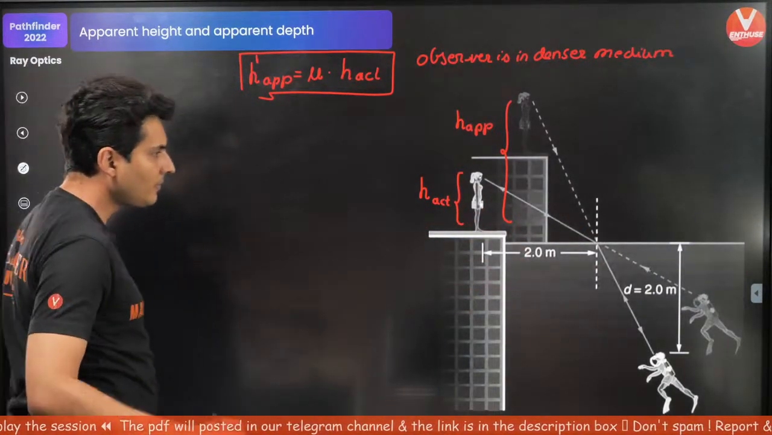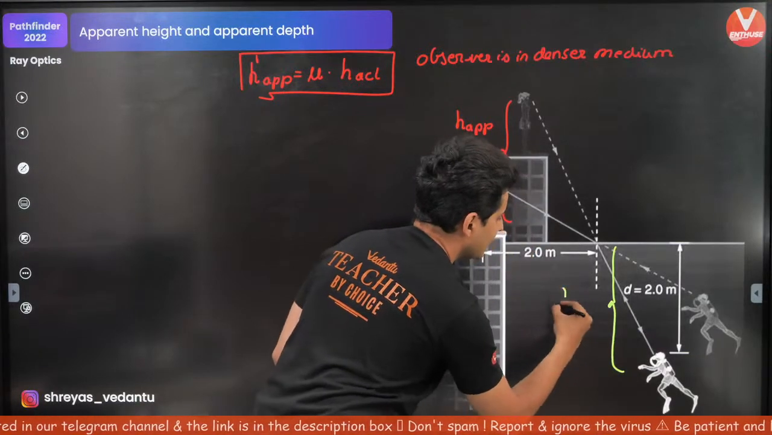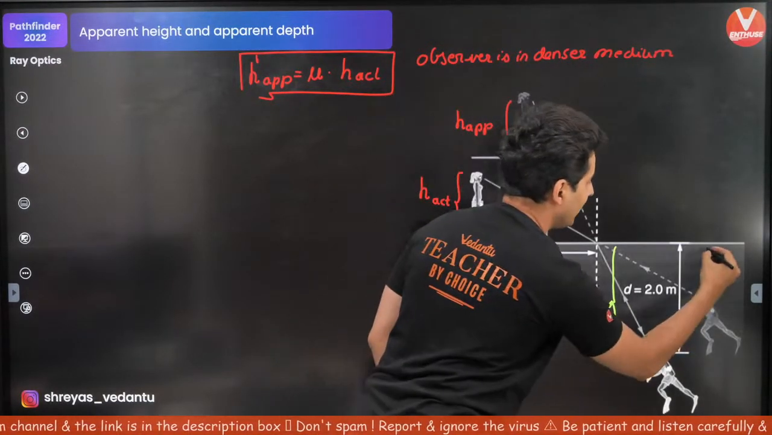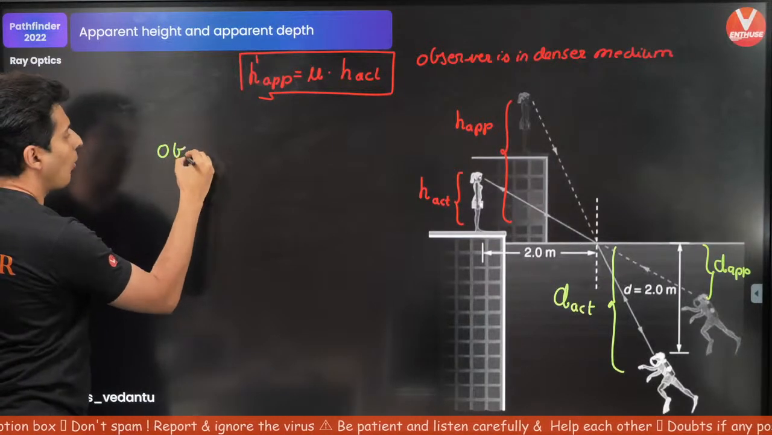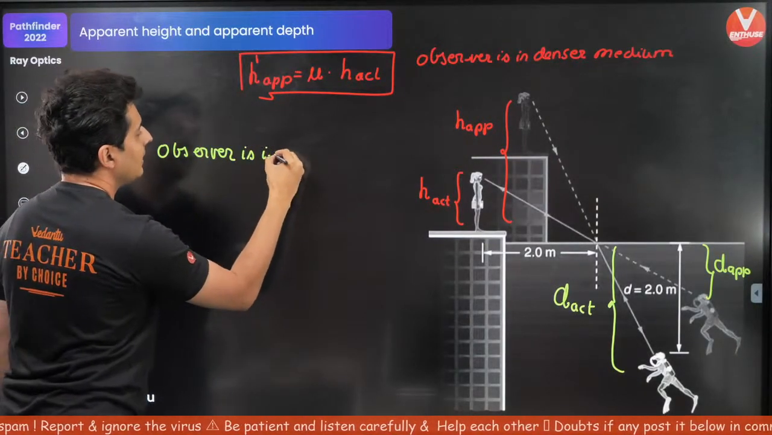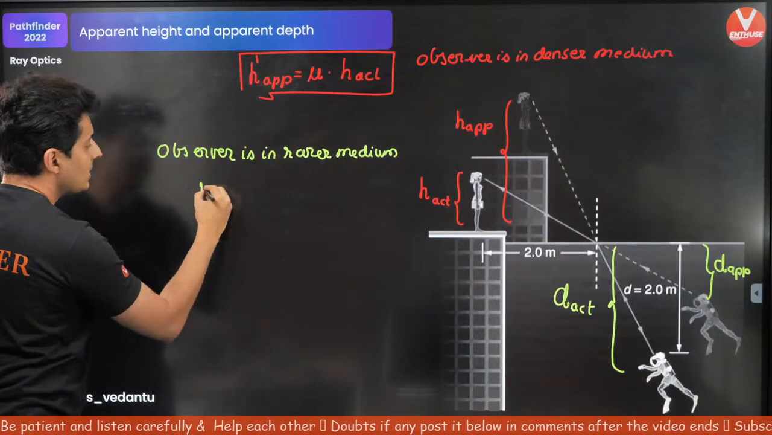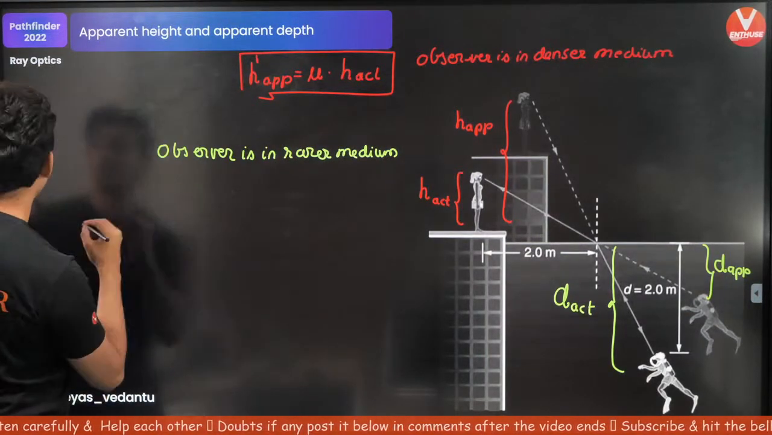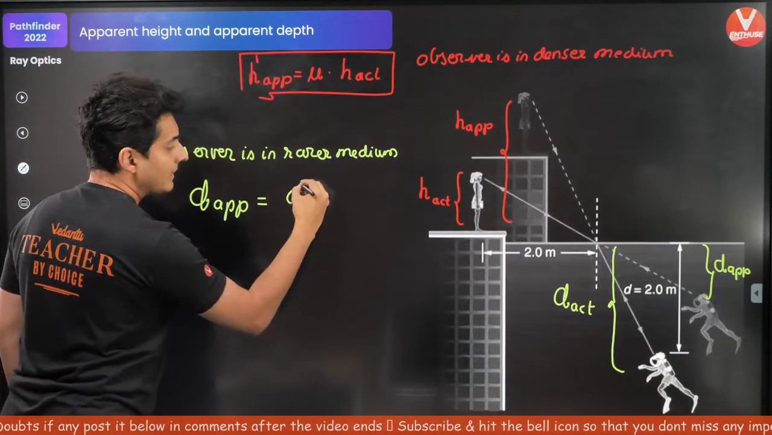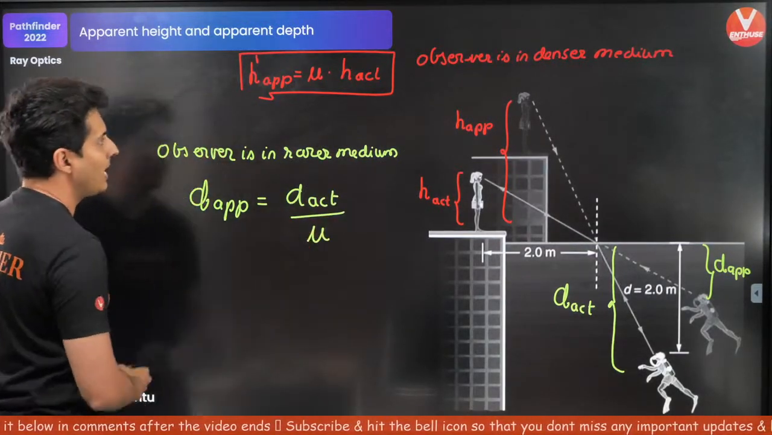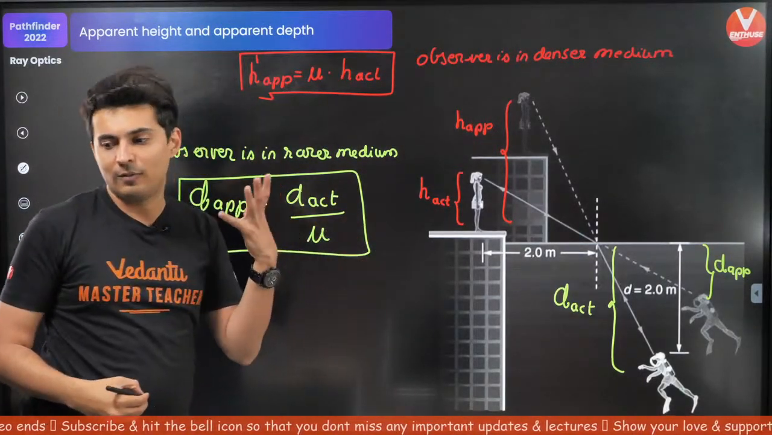Similarly, this thing over here is the actual depth, but what you are seeing over here is the apparent depth. So when the observer is in the rarer medium, the formula changes slightly. Not H, I have to use D. Then the apparent depth is the actual depth divided by mu. Not multiplied by, divided by, because apparent will be small. So you divide it by a number more than 1.